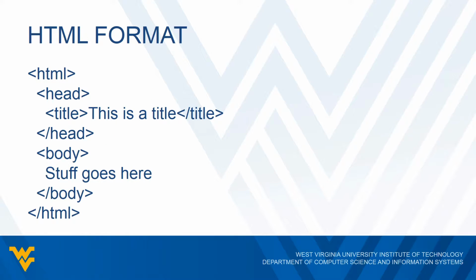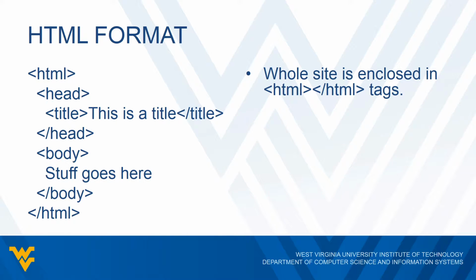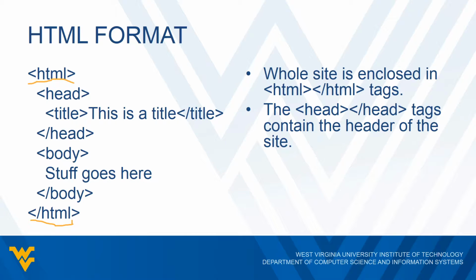Here's an example of the format for an HTML web page. We see that the whole site is enclosed in HTML tags. This lets us know where the HTML page begins and ends. So we have our HTML begin tag here, and then we have our end tag all the way down here. Think of this as basically the beginning and end of the HTML page. We also have head tags, or sometimes we just call this the header. This contains the header of the site, which will give us information like the title. That's done in this area right here.